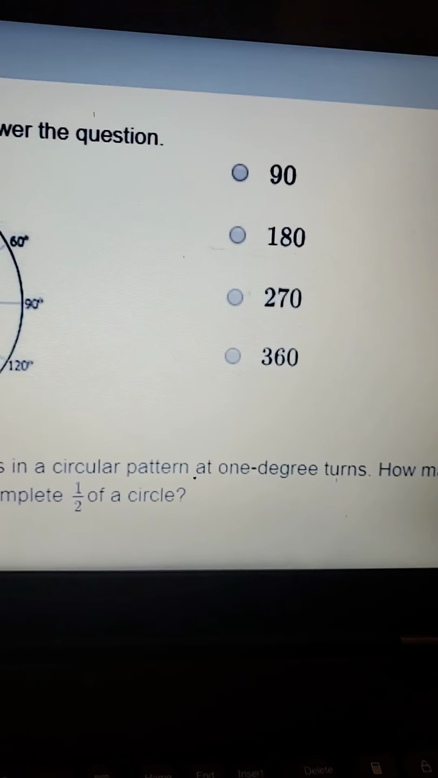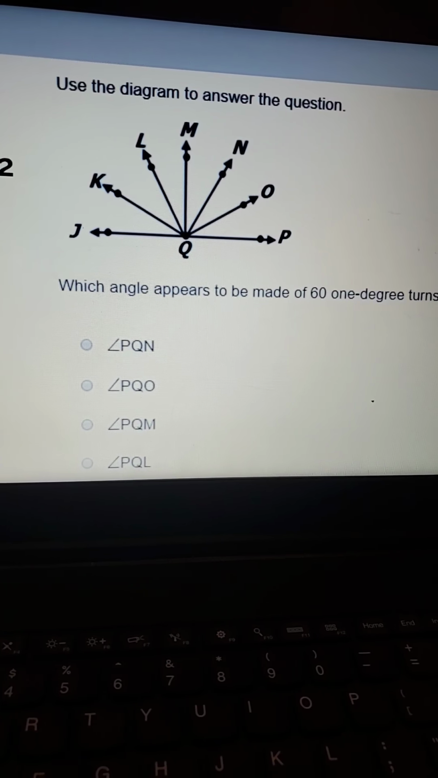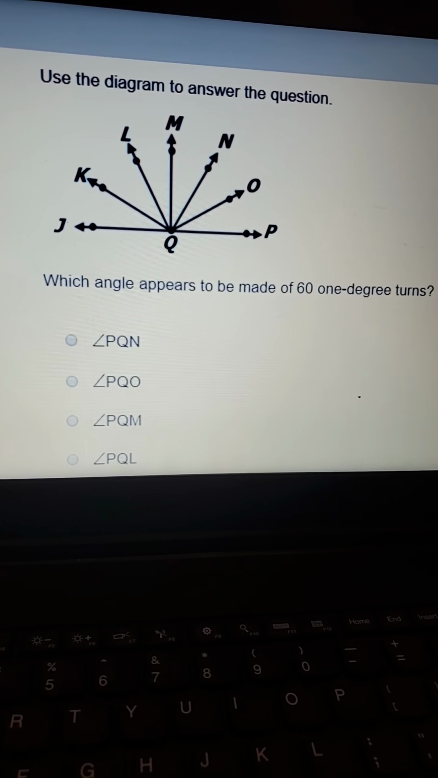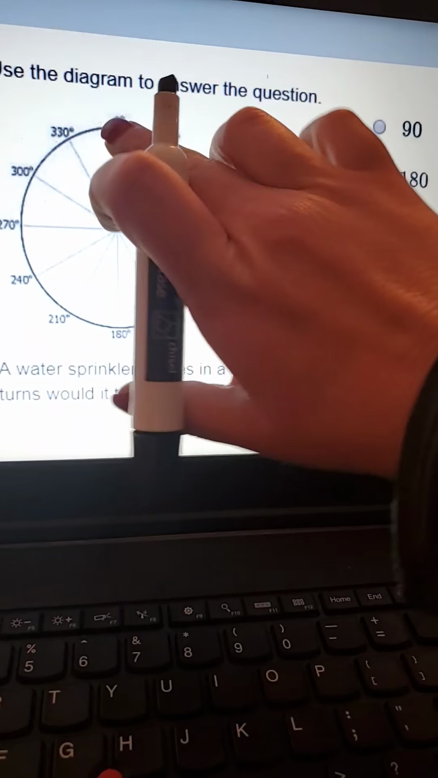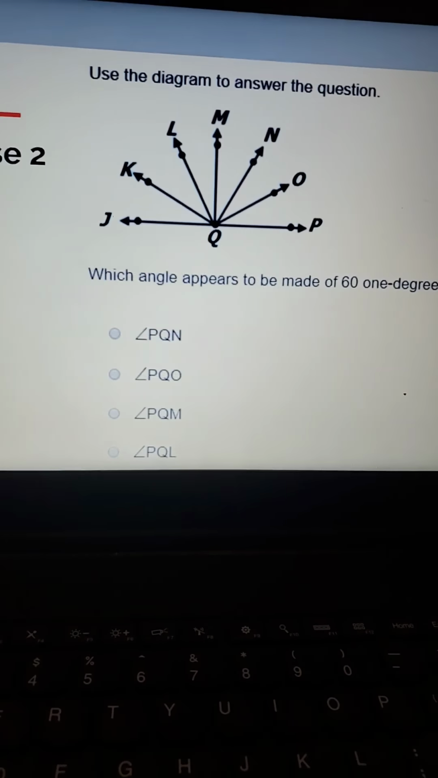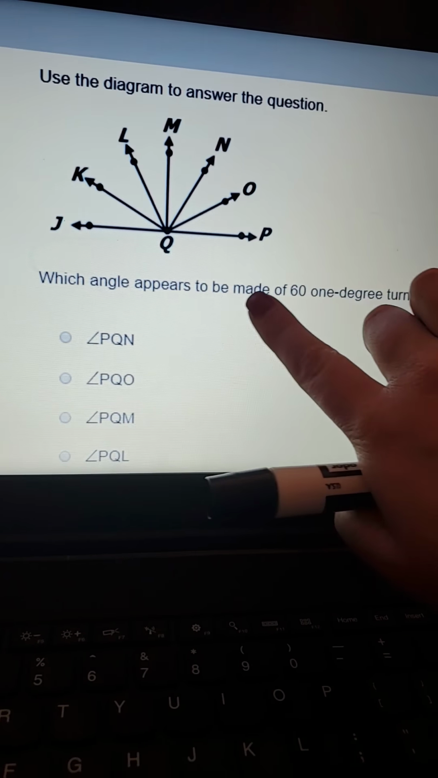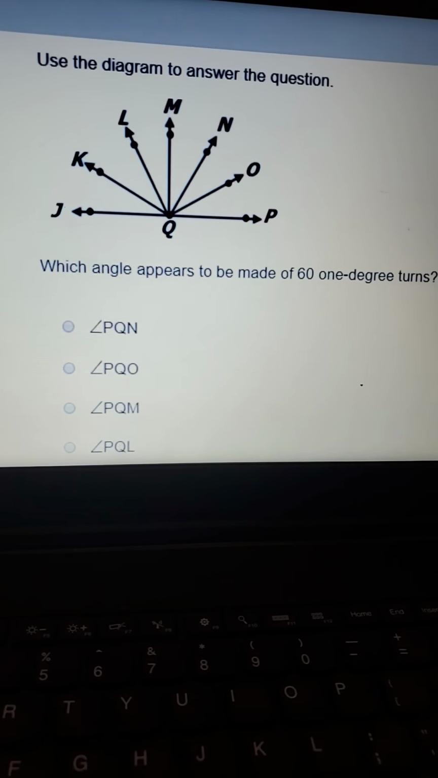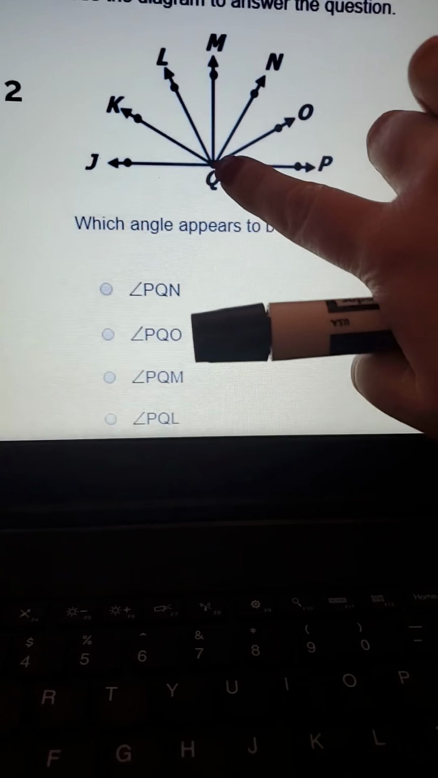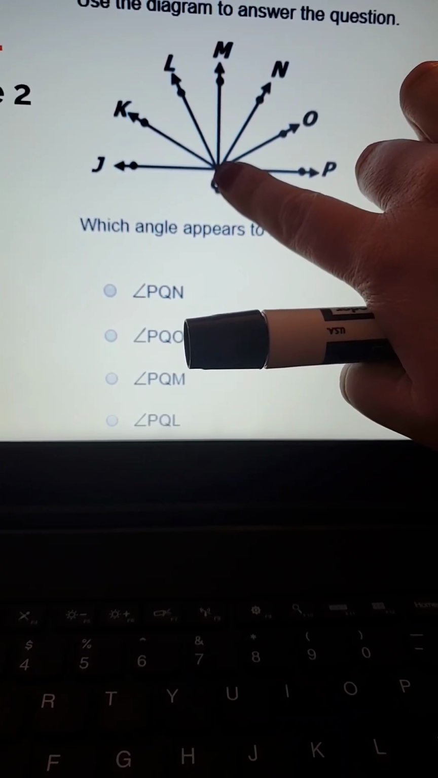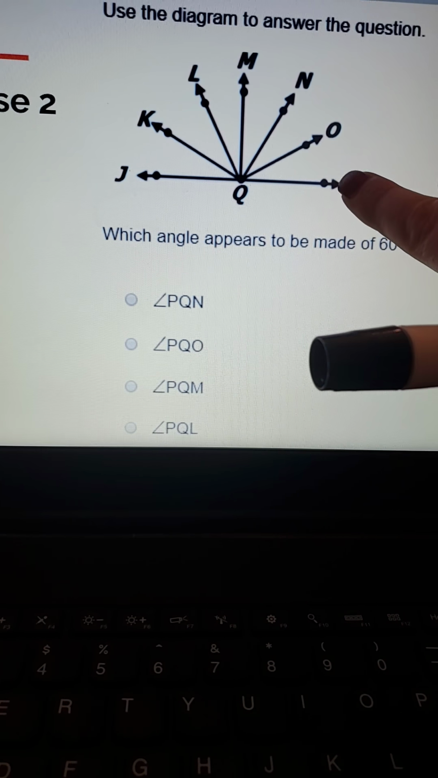Okay, so then you'll do pose number 2, and you're going to think which one appears to be made of 60 degree turns. So you can look back at here and you can see like a 60 comes from here to here. So if I think about this one, it's about right here. So which angle appears to be 60 degree turns? So remember, in class, the middle vertex, the middle point, is your middle letter. So this is how I would read it.